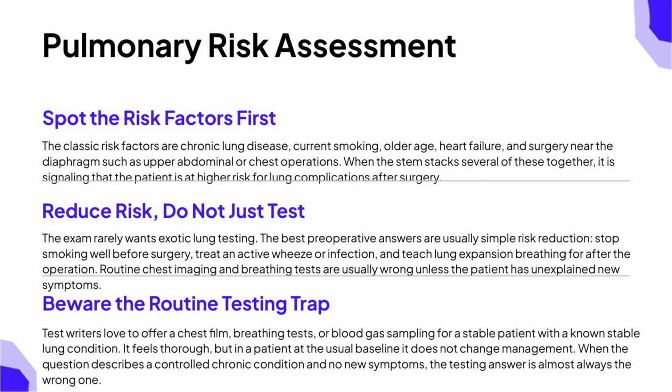Second, remember that the best answers reduce risk rather than just measure it. Stopping smoking well before the operation, treating an active wheeze or infection, and teaching lung expansion breathing for afterward are the high-value moves. Third, beware the routine testing trap. The exam loves to offer a chest film, breathing tests, or blood gas sampling for a stable patient whose chronic lung condition is at its usual baseline. It feels thorough, but in a patient with no new symptoms, it does not change management, so that testing choice is almost always the wrong answer.